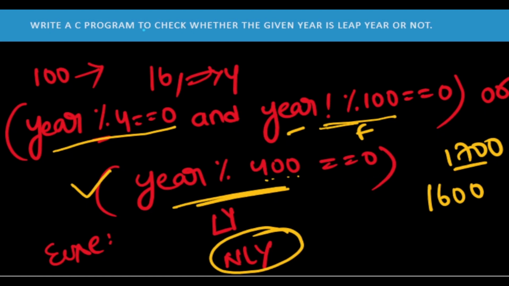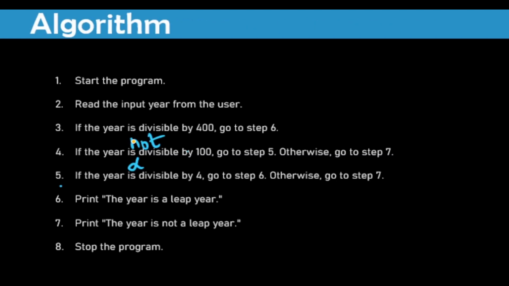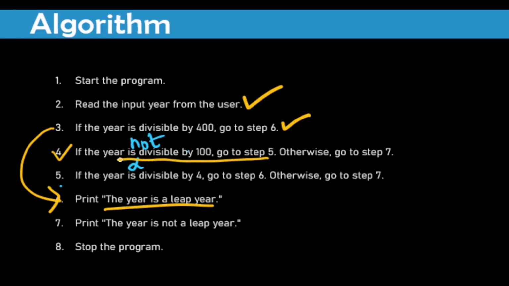Okay. Now coming to the algorithm. See, first of all, we need to read the input year from the user. Okay. After that, if the year is divisible by 400, go to step 6. It is a blind step, right? Go to step 6. It will print the year is a leap year. If in case the year is not divisible by 400, then coming to step 4, if the year is not divisible by 100, then go to step 5.